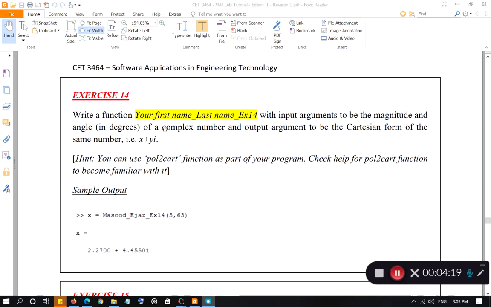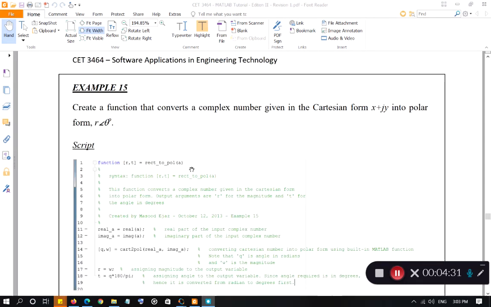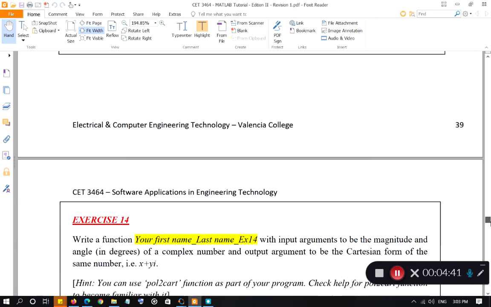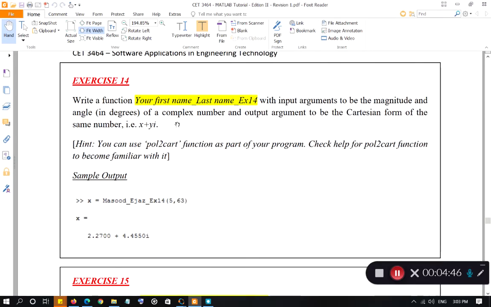In this exercise, you're making a function with the name your first name underscore last name underscore exercise 14, right? As in the example, your function name rect2pol here is going to be replaced by, let's say, your first name underscore last name underscore ex14, because remember, you have to save the function file with the same name as the function name. Okay, and in this exercise, you're creating a function which is the opposite of the one that I showed you in the last example.